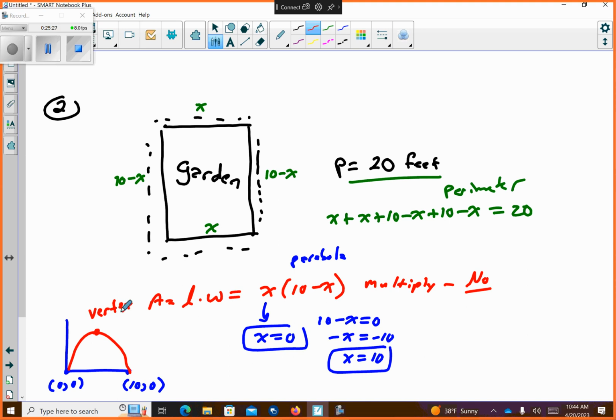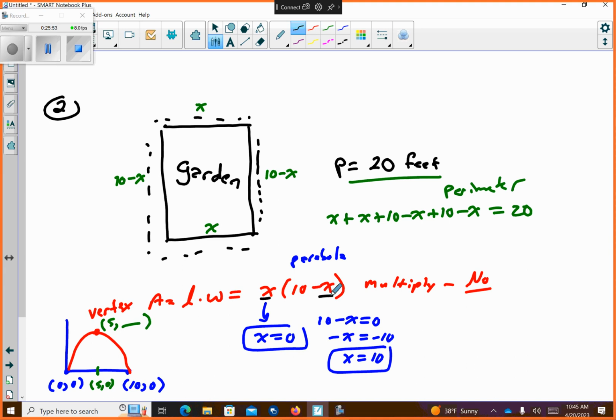All right, so my friends, I think we can do this. What is halfway between 0 and 10? What's halfway between 0 and 10? 5. So that right there is 5, 0. So I know that part of my vertex is 5 comma something. How do I find the rest of it? How do I find the rest of my vertex?